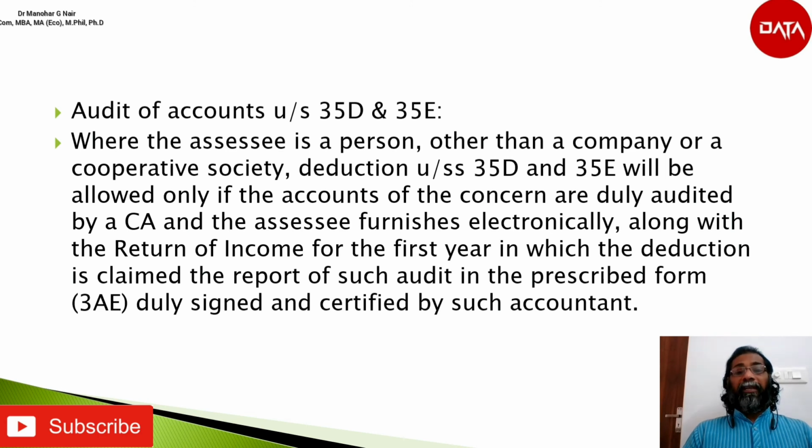For both the cases, as per section 35D and 35E, audit of accounts is mandatory, where the assessee is a person other than a company or a cooperative society. Deduction under section 35D and 35E will be allowed only if the accounts of the concern are duly audited by a chartered accountant and the assessee furnishes electronically along with the return of income for the first year in which the deduction is claimed, the report of such audit in the prescribed form, that is Form 3AE, duly signed and certified by such accountant, shall be submitted for filing of return. Then only he will be eligible to get deduction.